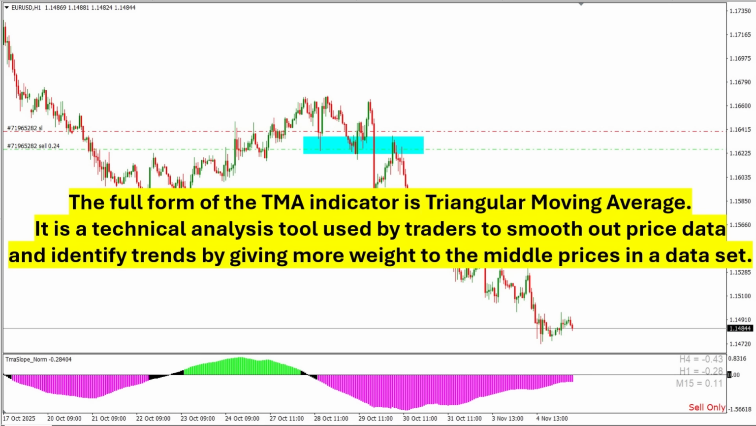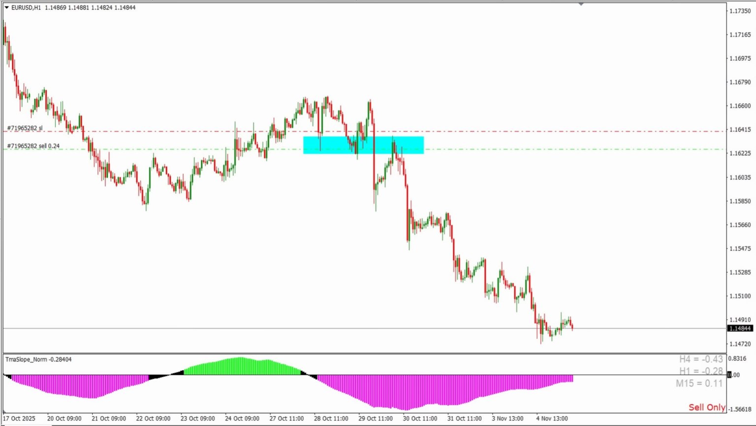Now, what is a TMA indicator? The full form of the TMA indicator is triangular moving average. It is a technical analysis tool used by traders to smooth out price data and identify trends by giving more weightage to the middle prices in a data set. Like you can see on the screen, because I do not want to see any distractions while I'm looking at the price, I do not put a moving average also. I keep it aside. And then the TMA tells me whether it's an uptrend or a downtrend.